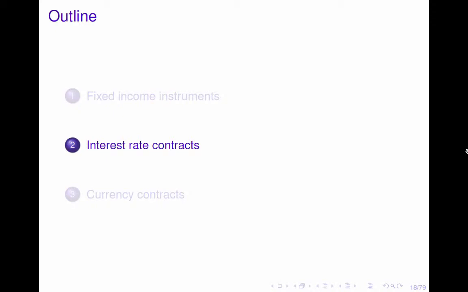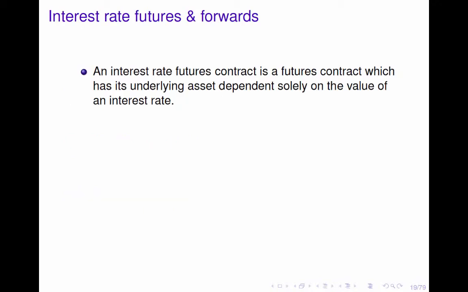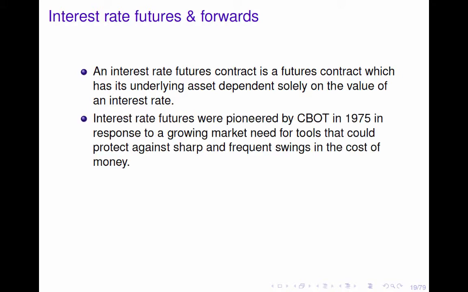Section 2. Interest rate contracts. In this section, we will focus on the interest rate futures and forward contracts. An interest rate futures contract is a futures contract which has its underlying asset dependent solely on the value of an interest rate. Interest rate futures were pioneered by Chicago Board of Trade in 1975 in response to a growing market need for tools that could protect against the sharp and frequent swings in the cost of money.